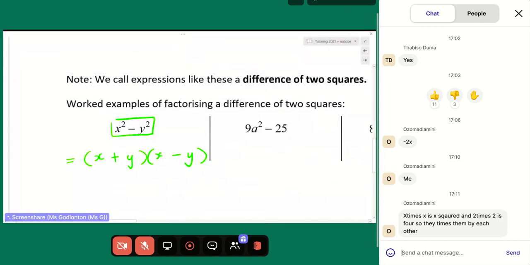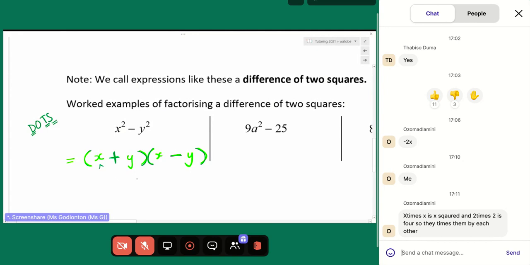It's one of these really cool things that always follows the same pattern. So if we always think of DOTS: has it got dots? Is it a difference? Yes, there's a minus sign. Are there two terms? Yes. Are they both squares? Yes. Okay, so we know it's difference of two squares. We're going to have two brackets. Whenever we have difference of two squares, we will always have a plus and a minus.